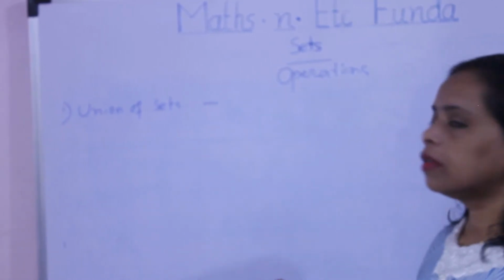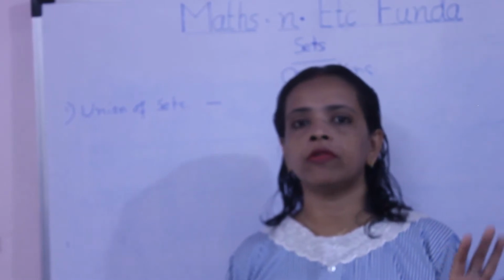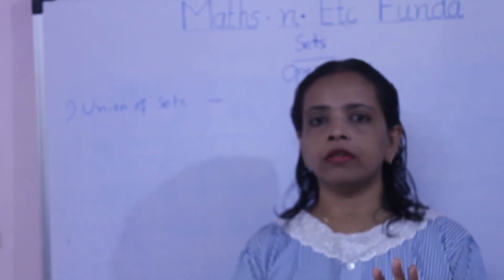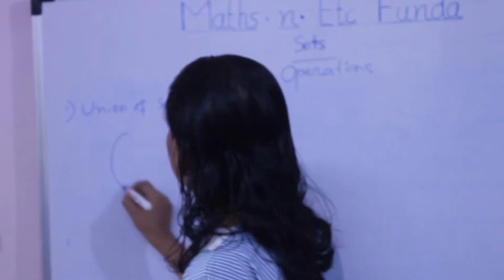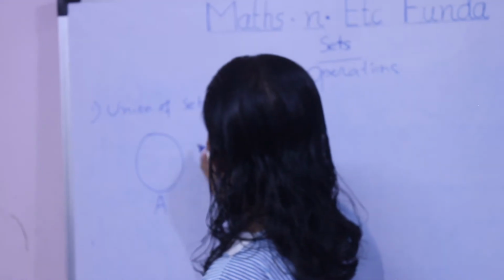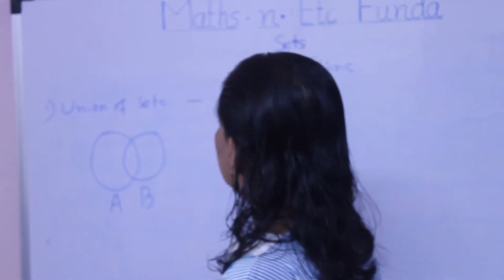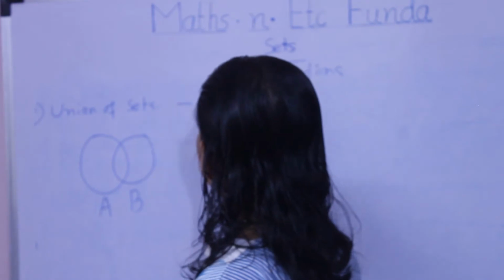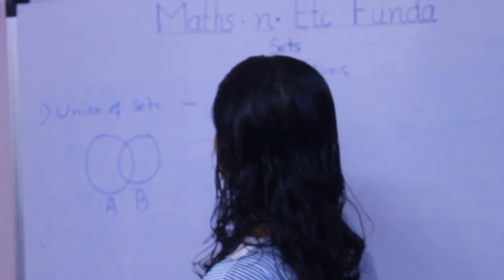What is this? Suppose 2 sets are there, A and B. If all the elements of set A and all the elements of set B we combine together in one set, this set is called union of sets. Suppose this is a set A, this is a set B, then union of sets means we denote the sign union by this sign U. This is the sign of union.